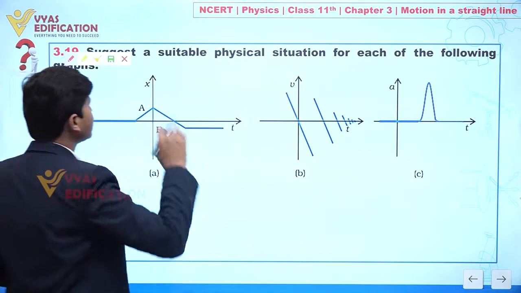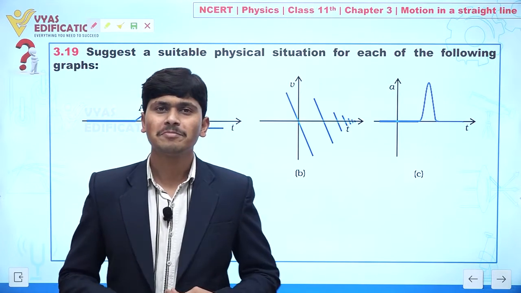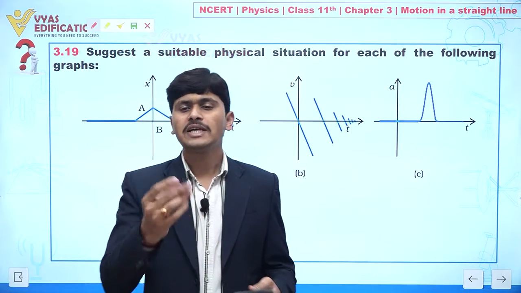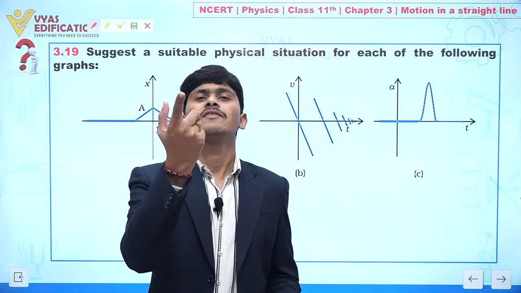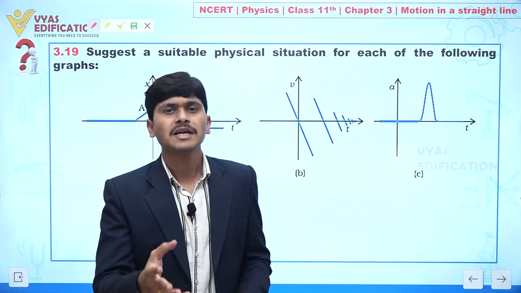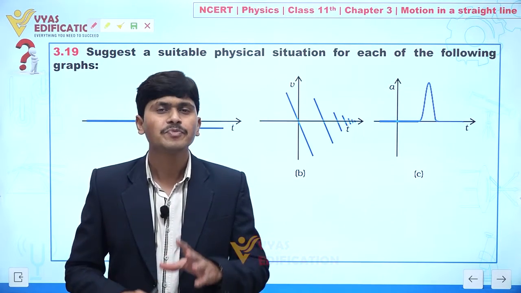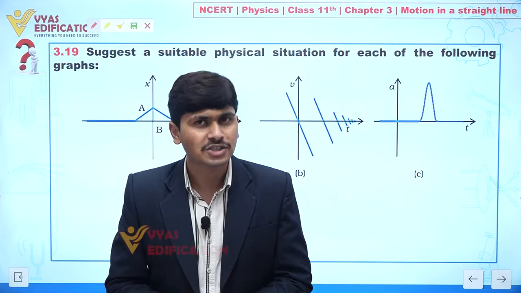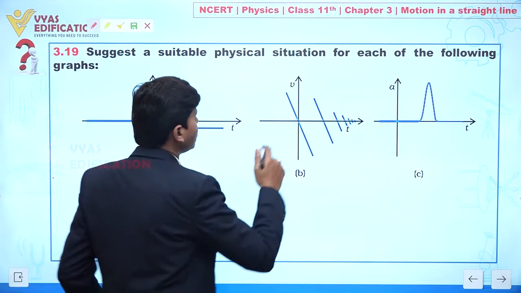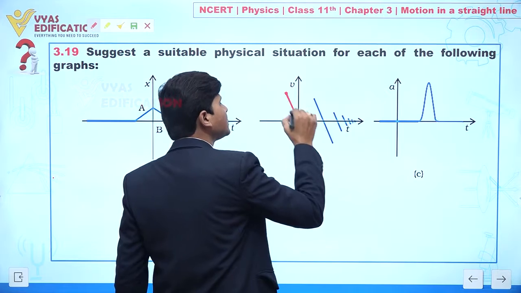Now if we talk about situation B, what does it represent? Let's suppose it is motion under gravity. We have a ball, and we throw it in a vertical upward direction. If we provide some initial velocity, after some time the velocity of the ball decreases. At the maximum height we find velocity 0. From this graph you can see the velocity is decreasing with time.